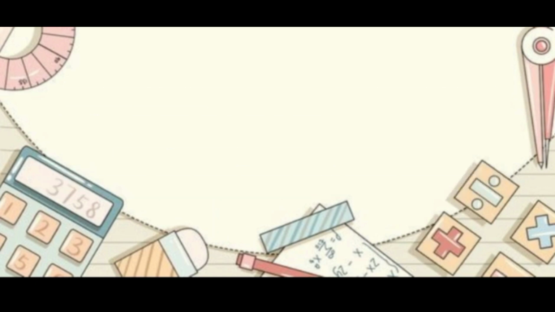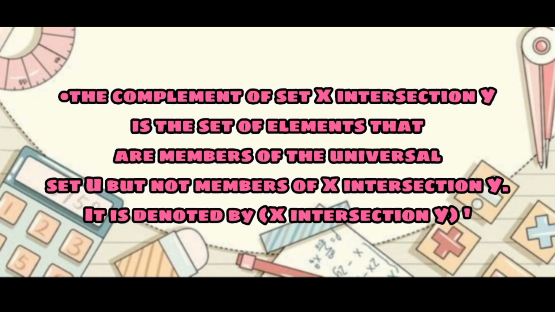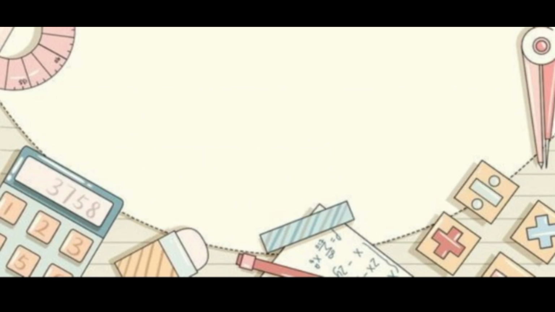Good day everyone, I will discuss the complement of the intersection of sets. The complement of X intersection Y is the set of elements that are members of the universal set U but not members of X intersection Y. It is denoted by (X ∩ Y)'.